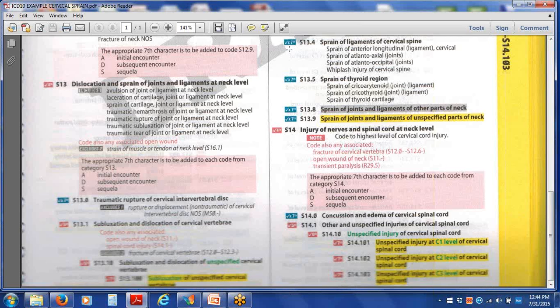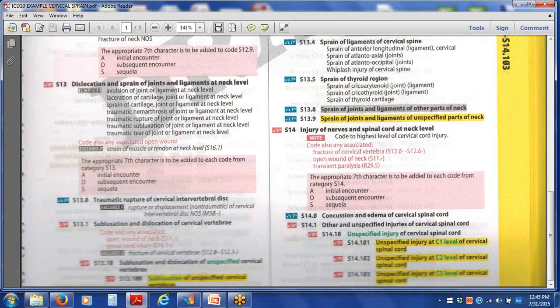then we're coding S13.4XXA. Hopefully that makes sense to everybody, because you would not put the A immediately after the 4, because what does that do? That creates a 5-digit code. They're saying they want a 7-digit code, which means we need the placeholders to bring that out to the 7th digit and put the extension on the 7th digit. And it tells you it needs to be the 7th character.